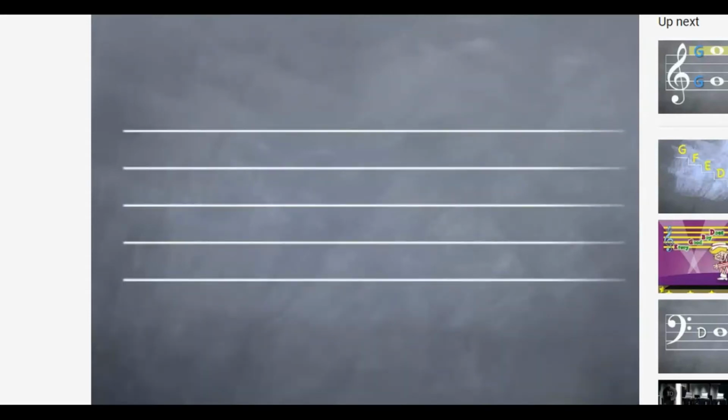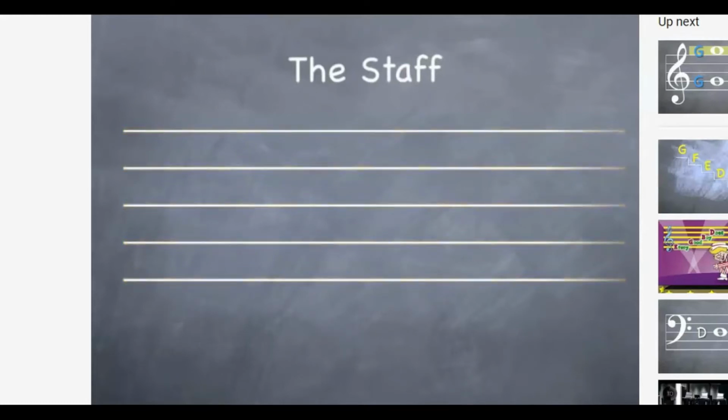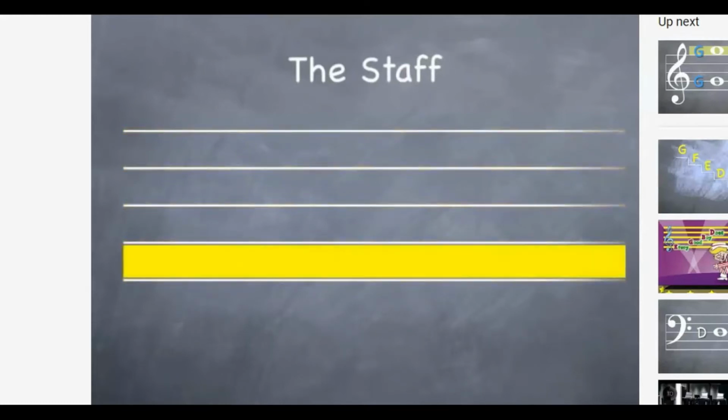When we write down our music, we do it by placing some notes on the staff. This is what a music staff looks like. As you can see, a staff has 5 lines. And in between the 5 lines are 4 spaces.